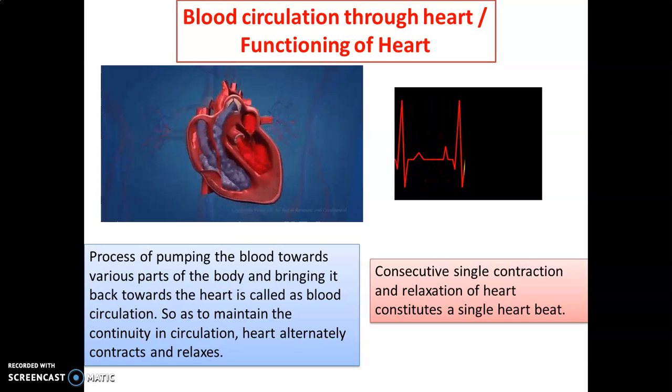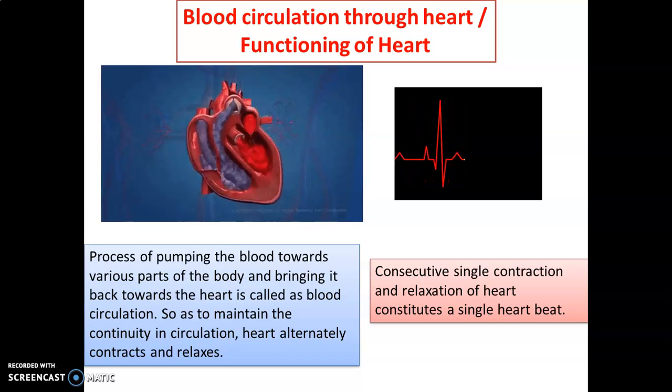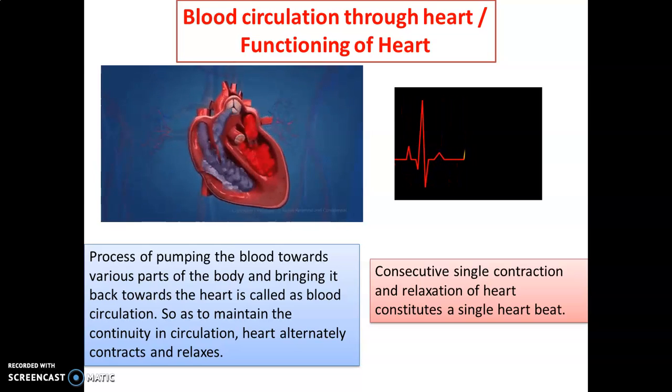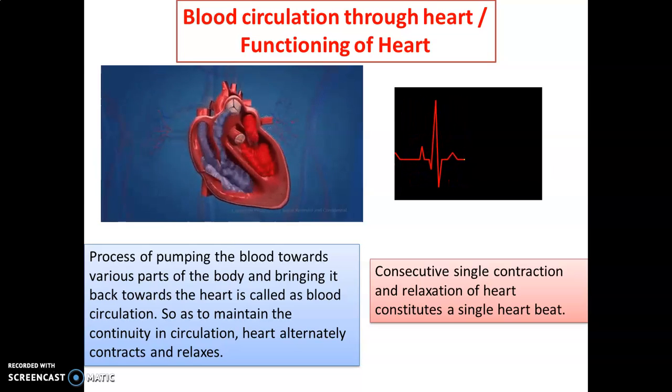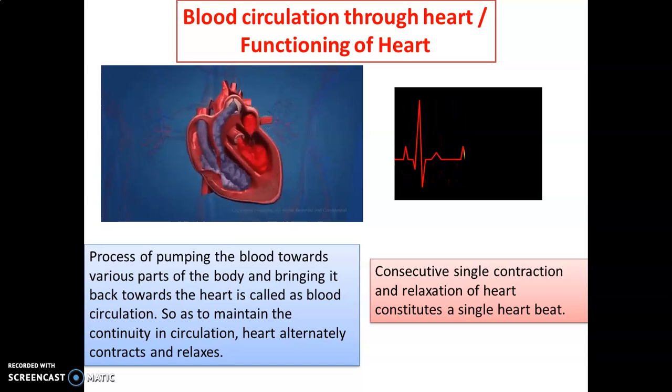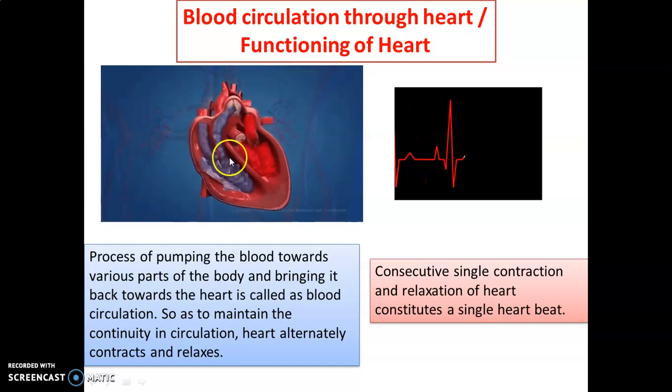In this video we studied the structure of the heart. The heart is made up of 4 chambers: the upper ones are atria and the lower ones are ventricles. Then we studied blood vessels, that is arteries, veins and capillaries. Arteries carry oxygenated blood from the heart to various parts of the body, veins carry deoxygenated blood, and capillaries help in gaseous exchange. We also studied the pumping of blood, that is, blood circulation.